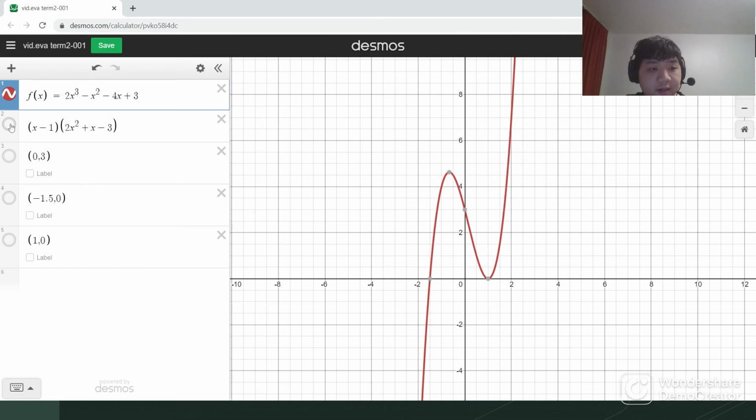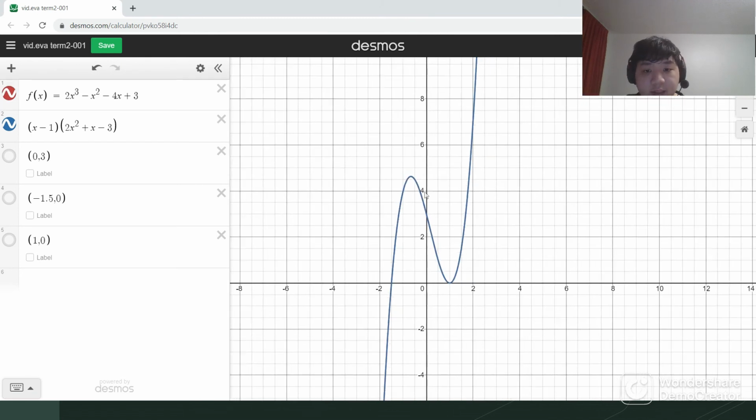So the first one, the factor that I had will be x minus 1 times 2x squared plus x minus 3. Now we check this. If we check this, you can see that the blue graph over here matches the graph above, which is the red one, as you can see. This means that the equation of the blue graph is a factor of the red one.